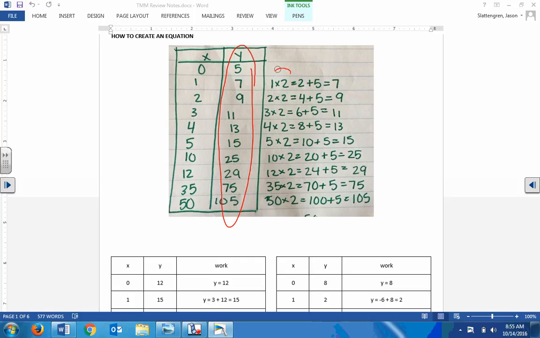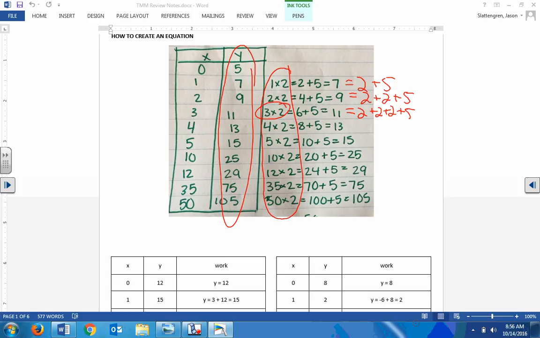And when we look over here, we see how we add more and more twos is we multiply by 2. Okay, so 2 times 1 is 2, plus 5. 2 times 2 is 4, so that's 2 plus 2 plus 5, and that is also equal to 9. And if you look at this 11, this is 3 twos, so that's 2 plus 2 plus 2 plus 5, and so that is 11.